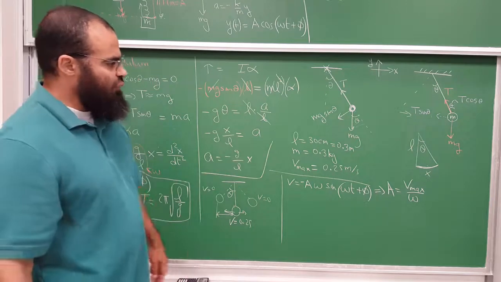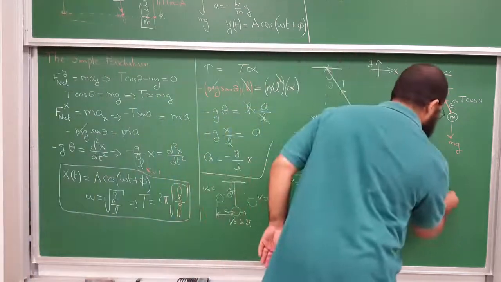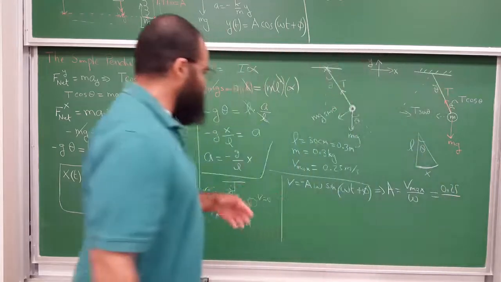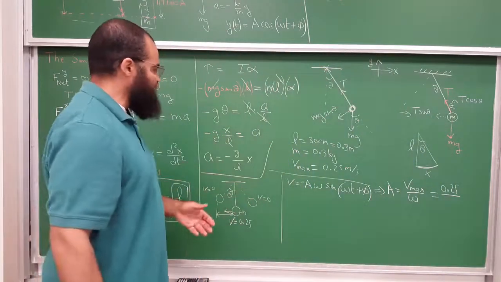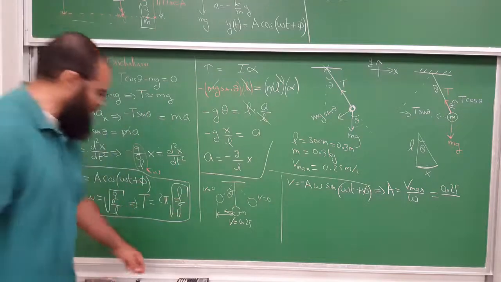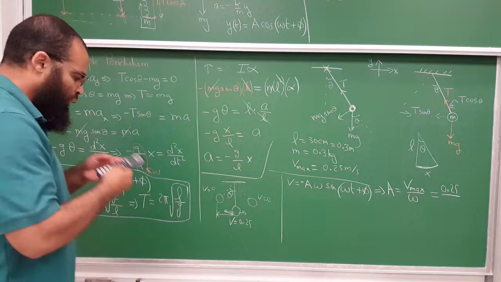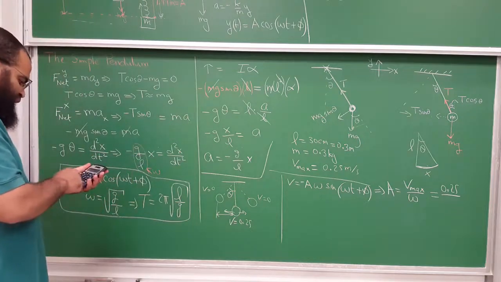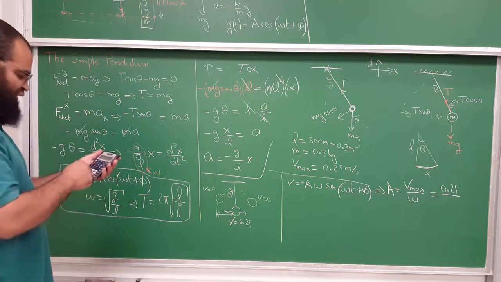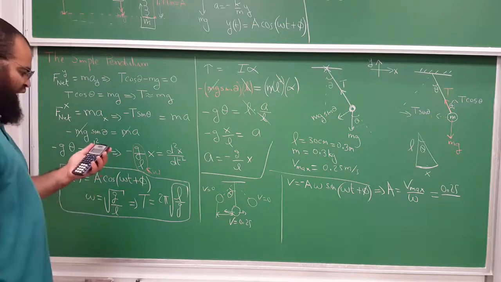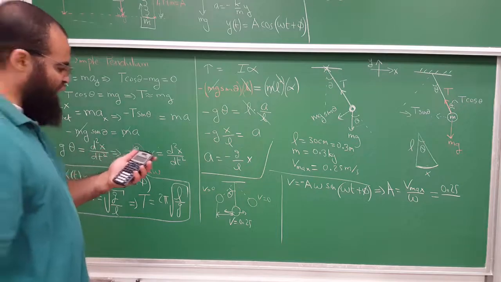So v max over omega, so it would be 0.25 divided by omega. You see the mass doesn't even enter. Omega is the square root of g over L. So let's find omega and then divide by it. It would be g is 9.8 divided by the length. The length is 0.3. And then we have to take the square root. So omega happens to be 5.715.